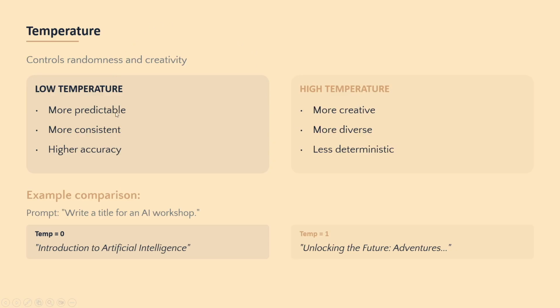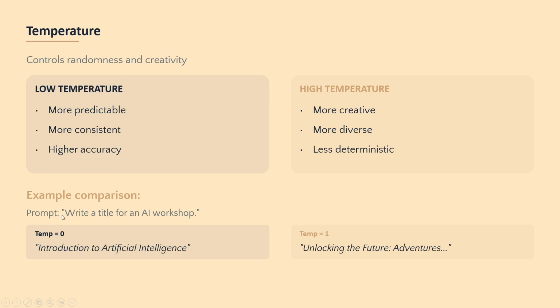And if it is towards the low temperature, it is more predictable. Suppose it is going to be 0, it is deterministic, it is actual, it is correct, predictable, more consistent and higher accuracy, and if it is high, it is going to be on the other side.